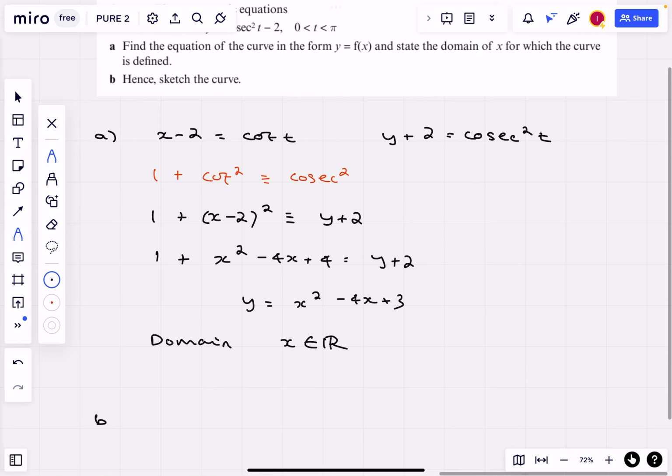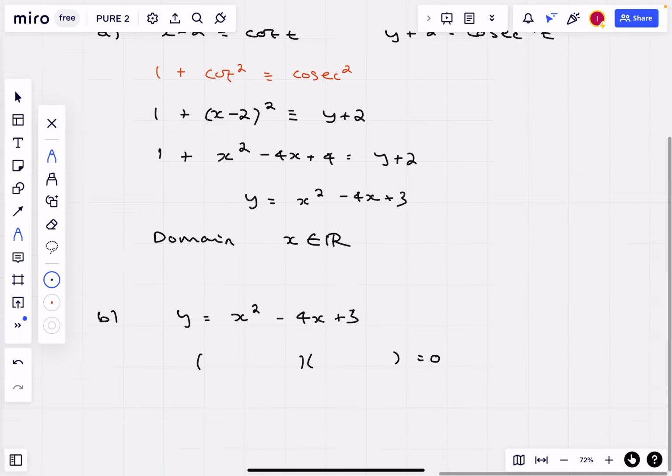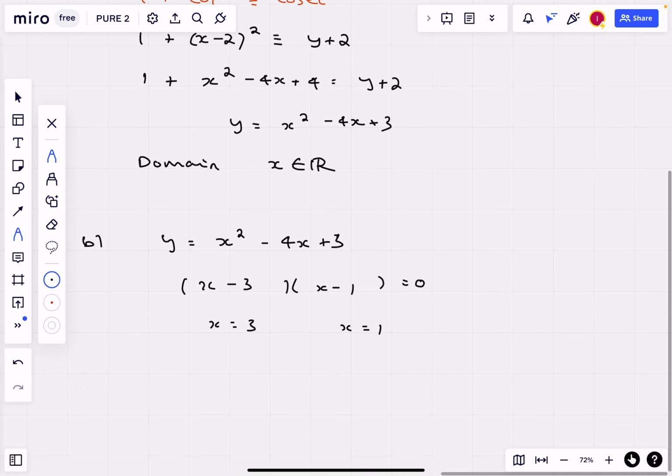Part B is just a sketch. So we take our Cartesian and we factorize. We want to make double brackets. We want to make it equal 0. So what do we get when we do that? (x minus 3)(x minus 1), x equals 3, x equals 1. Those are the two roots.